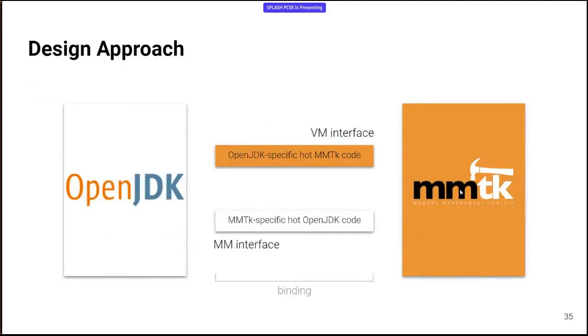So what's the design approach? It borrows on the original MMTk, and it looks something like this. What we have is a VM interface, with two broad components. You've got your VM on the left there, which in this example is OpenJDK.